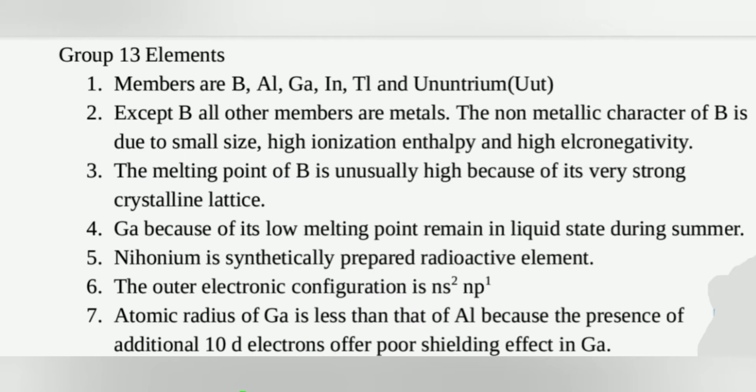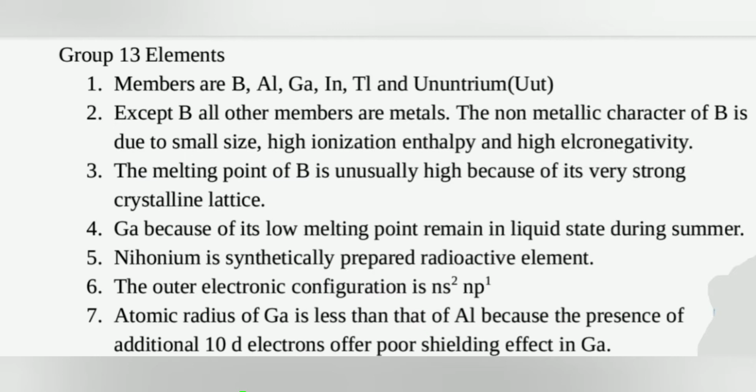Group number 13 elements. The first member is boron, so we call it the boron family. The members of group 13 are boron, aluminium, gallium, indium, thallium, and nihonium, which according to the IUPAC name is Uut. Except boron, all other members are metals. The non-metallic character of boron is due to its small size, high ionization enthalpy, and high electronegativity. That is the first anomalous behavior.